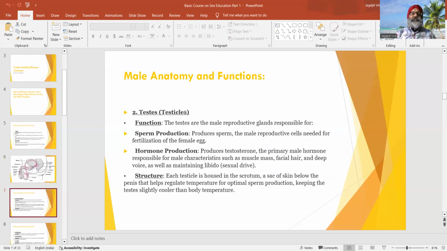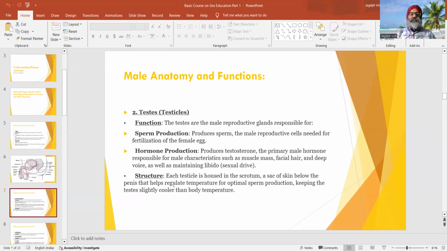Number 2, testes, testicles we call it. Function. The testes are the male reproductive glands responsible for sperm production. It produces sperms, the male reproductive cells needed for fertilization of the female egg, and hormone production. It produces testosterone, the primary male hormone responsible for male characteristics such as muscle mass, facial hair, and deep voice of males, as well as maintaining libido, that is sexual drive in human males.